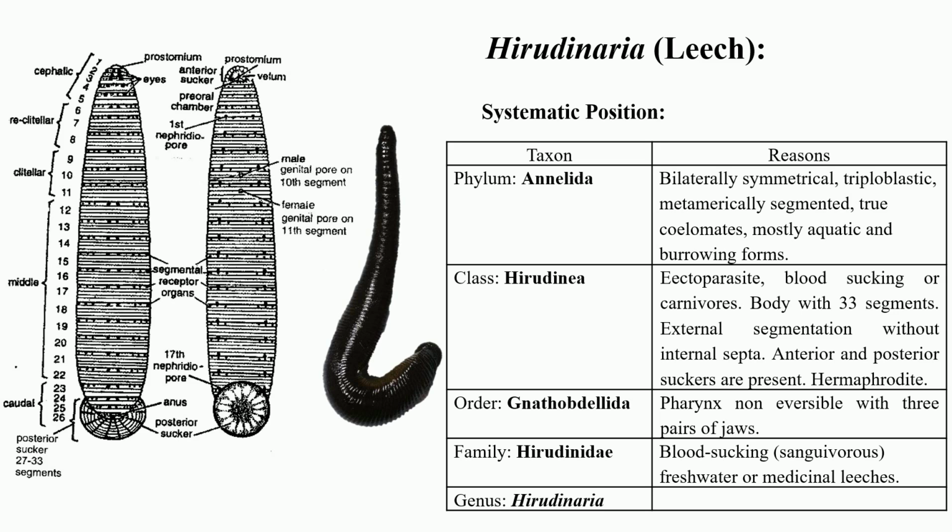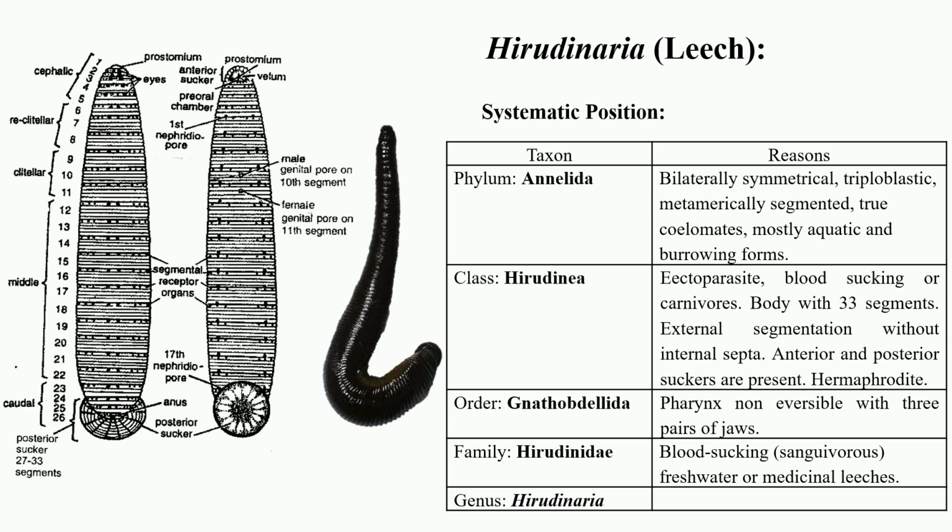Now as far as the general characteristics are concerned, they are commonly known as the Indian cattle leech. The body contains a total of 33 segments. So here you can see the 33 segments. Each segment is superficially divided into 5 annuli. So again, each segment is further divisible into 5 subsegments.